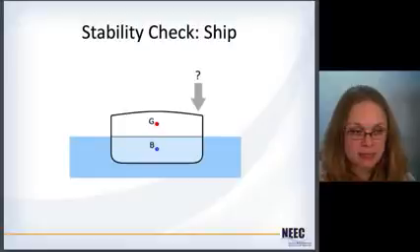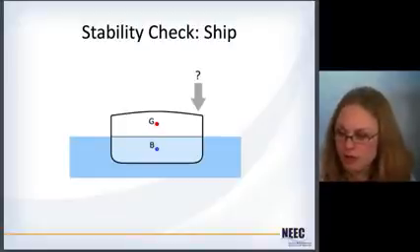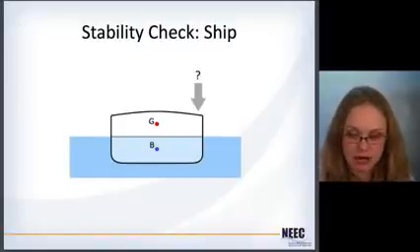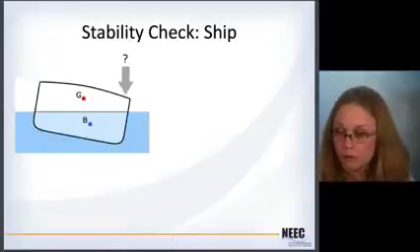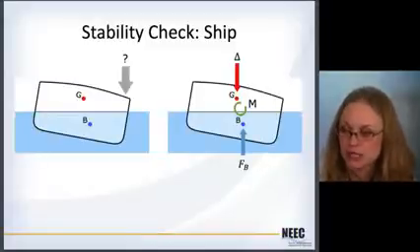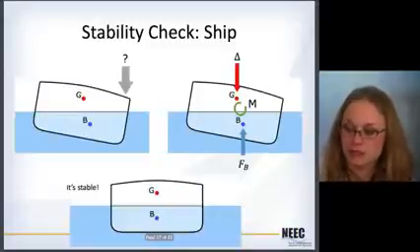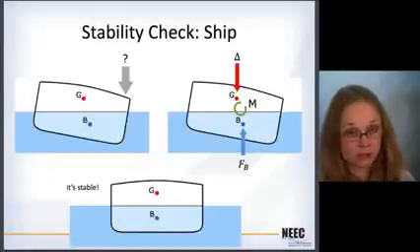You can do the same thing with a ship. Here's the ship, with its center of gravity and center of buoyancy. Heel it over to one side from a load or a wave, what have you. The center of buoyancy shifts; apply your loads and take a look at the moment. In this case, the moment acts to right the ship again, so the ship is stable.